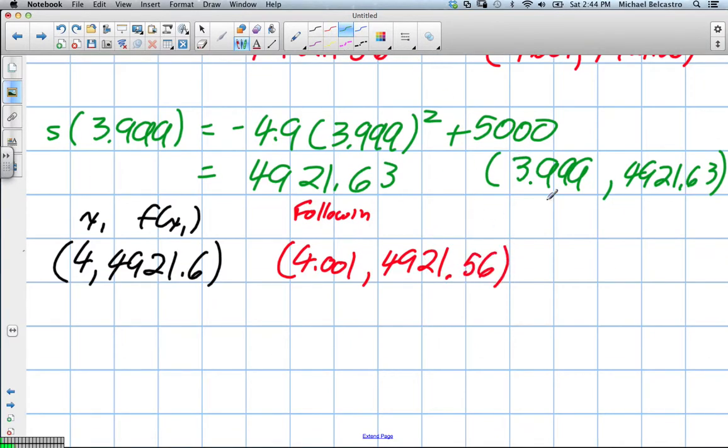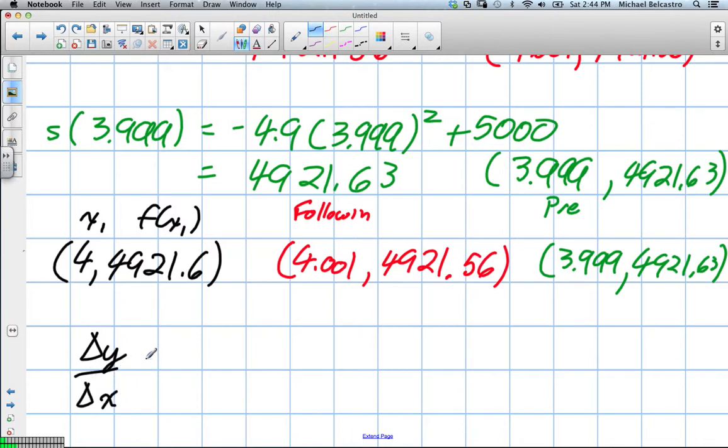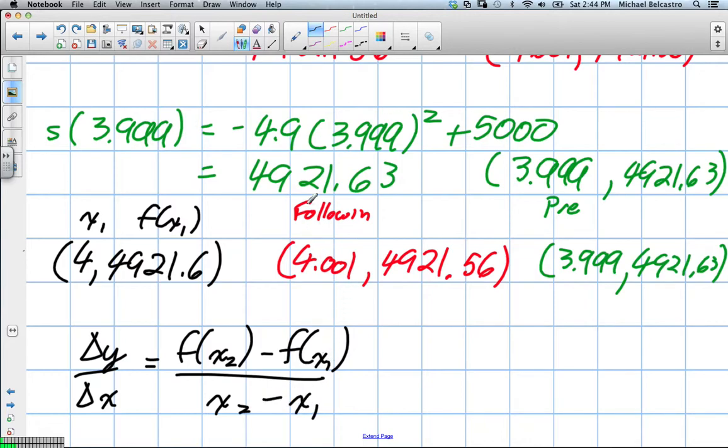And for preceding, let's call it pre, we have 3.999, 4921.63. And like I said, we should probably try to be a little more accurate. But anyways, that formula is really a slope formula, change in y over change in x. And it said to take f at x2, subtract f at x1, and divide by x2 minus x1. Okay, so we'll do this one in red so we know we're doing the following. So f at x2 happens to be this value here, and this is our x2.